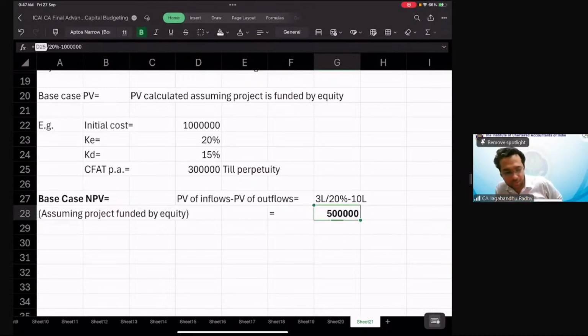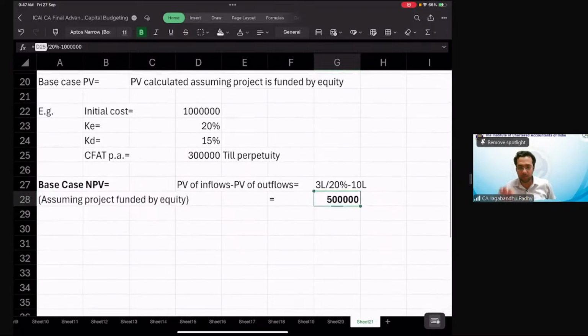So if this project is assumed to be fully funded by equity, can I say the base case NPV is 5 lakh? Because 5 lakh is the NPV which equity shareholders can be looking at.